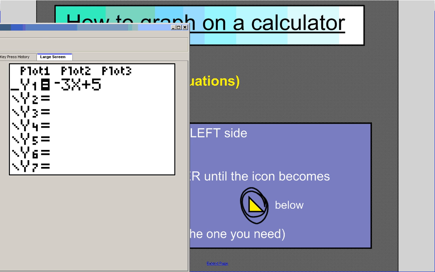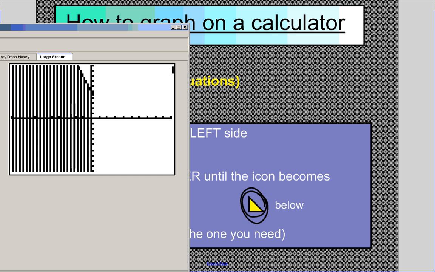Okay. If we want y is less than, that means it's shading down. So we want to click it a couple times. That's up. There we go, to down. Now what that means is it's going to graph this line, but it's going to shade down. So if we go to graph, here we go. Y equals negative 3x plus 5. We've got our line there, and we have everything shaded below it. Now you can't necessarily see a dotted line or a solid line. So again, the calculator gives you most of the information, but doesn't give you all the information that you need.